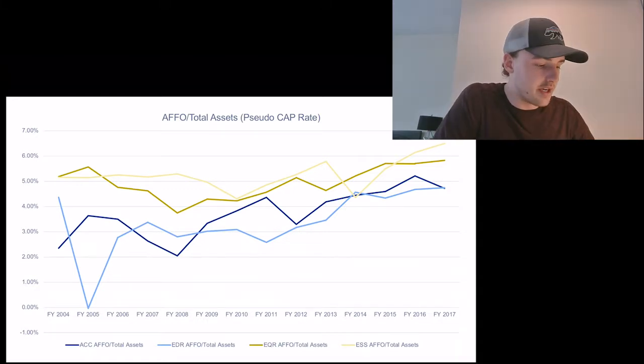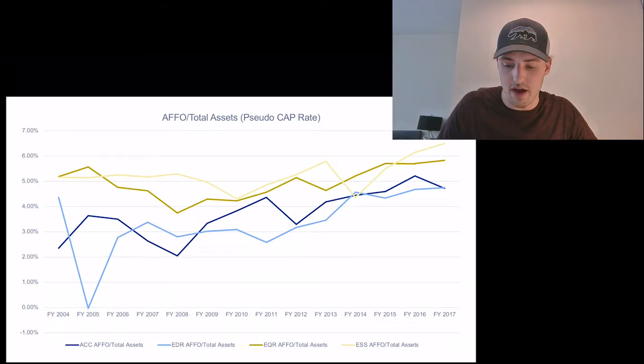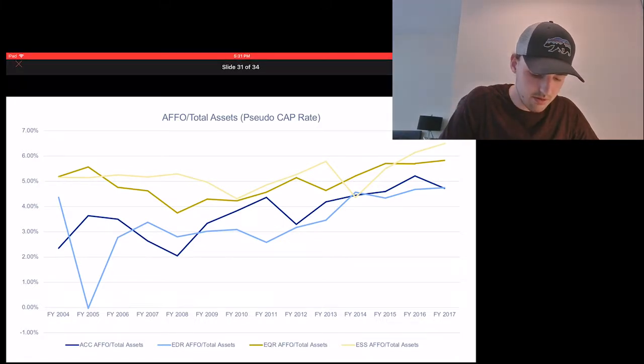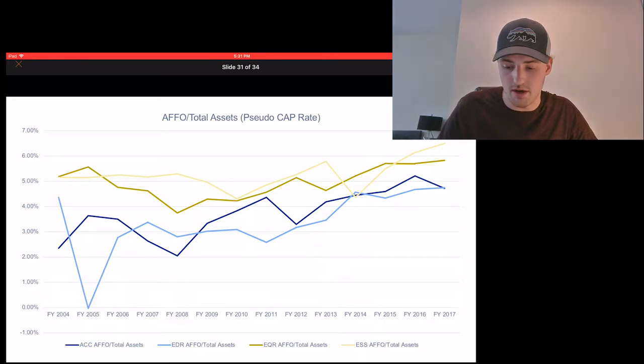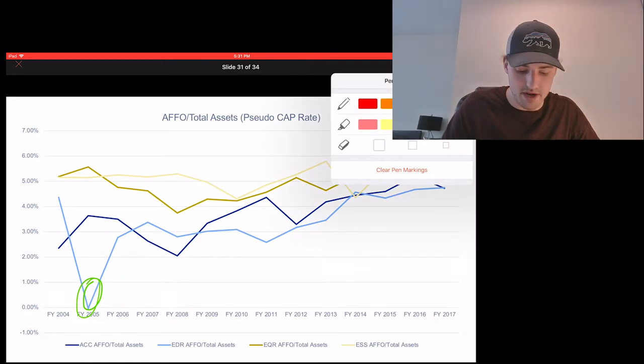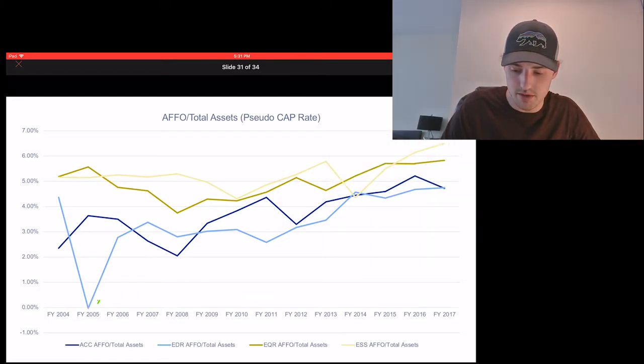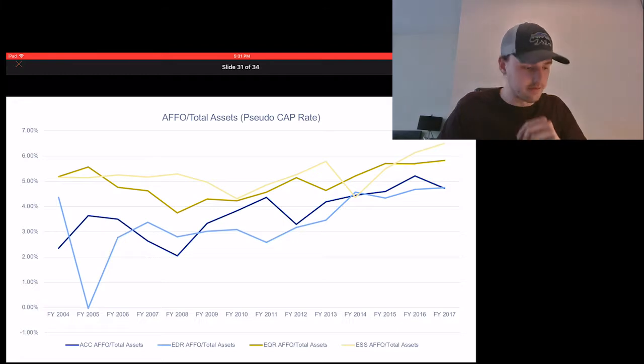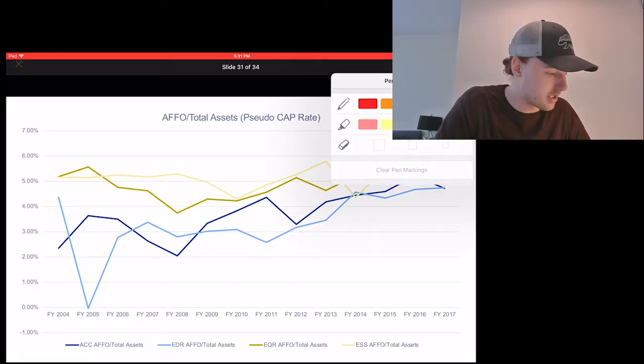So this provides an interesting analysis. EDR in 2005 is an outlier. I'll handle that quickly. That is just simply because of accounting standards and really should just be ignored as an outlier point. It randomly hit 0 in 2005. They were changing their accounting practices.